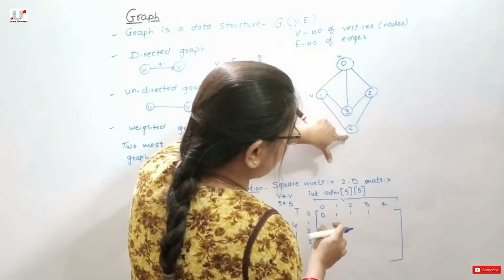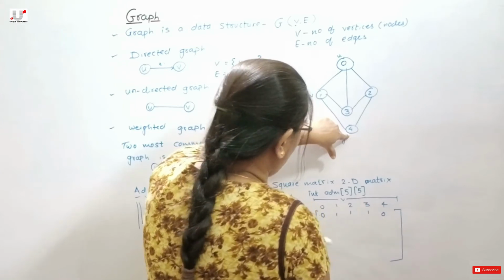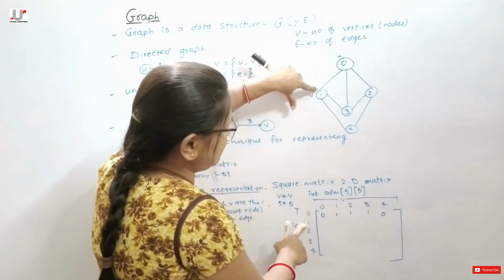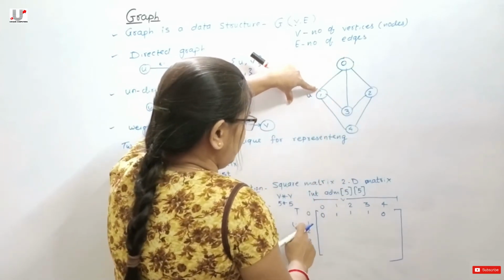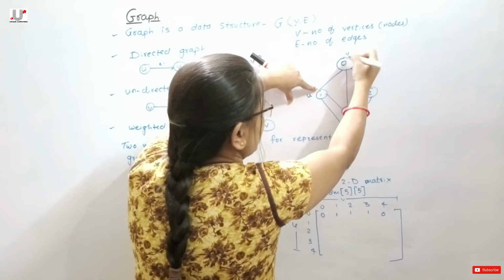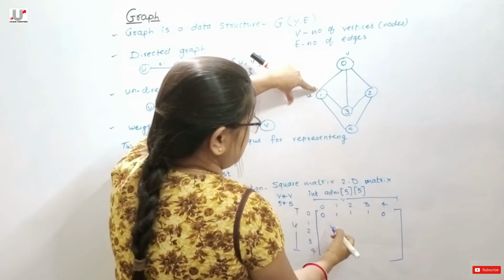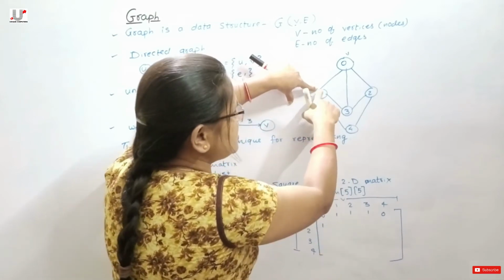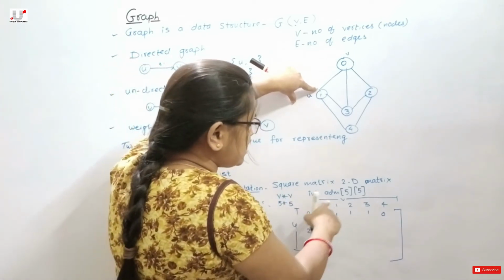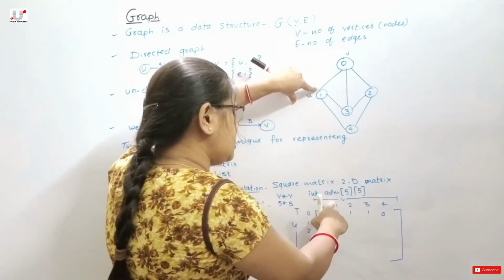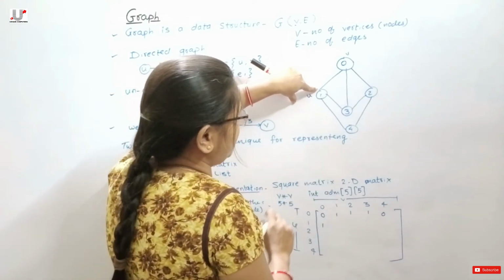From 0 to 4, there is no direct edge, so specify 0. From 1, as 1 is a starting vertex, check from 1 to 0. Is there any edge from 1 to 0? Yes, there is an edge. As the graph is an undirected graph, if there is an edge between 0 and 1, we say that there is an edge between 1 and 0 also.